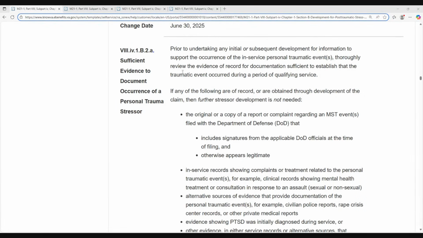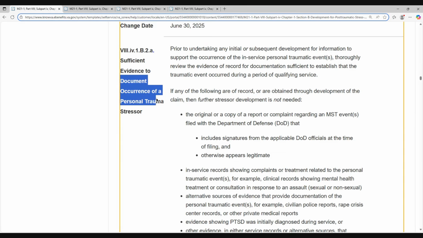Now, the first thing I want to talk about here is evidence review for the individual stressors. There are two different types of evidence that are reviewed for the stressor. What I would consider objective information, which has to do with documented evidence of the occurrence of personal trauma, and then subjective evidence that has to do with using behavioral markers in order to satisfy evidence of an in-service event. So let's get into it.